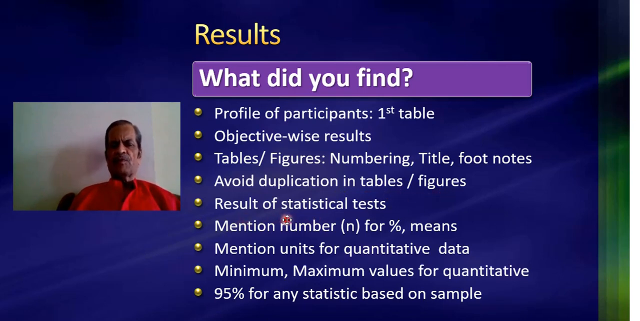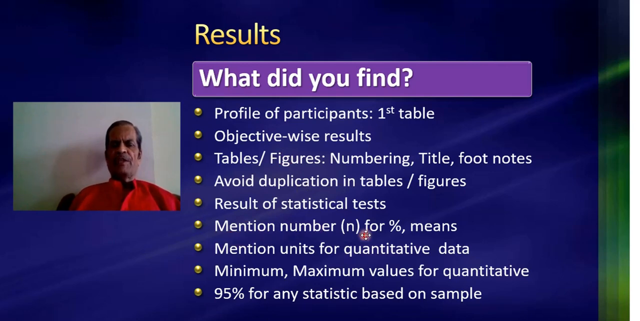Then in the table you can also mention the result of the statistical test. The table may involve application of the chi-square test. So the result of the statistical test can be given in the table itself. And in the text, you may then say that such and such table shows the result of the observations and the chi-square value was such and such and the probability was such and such. So that completes the mentioning of the result of that table.